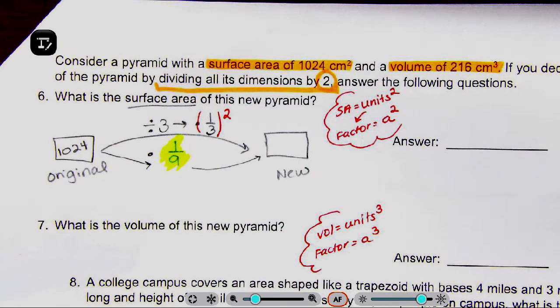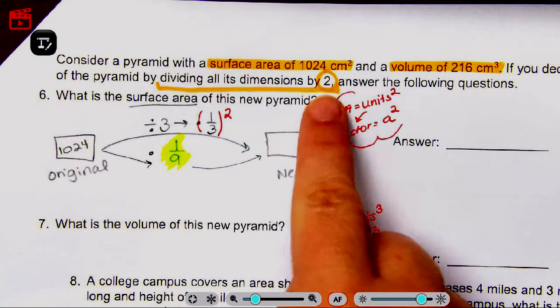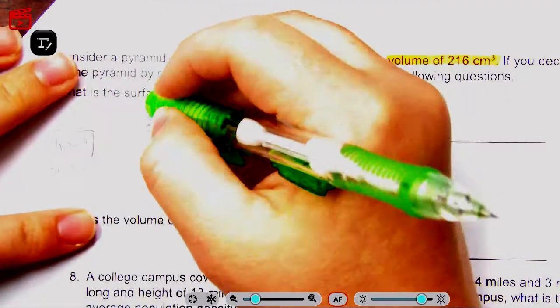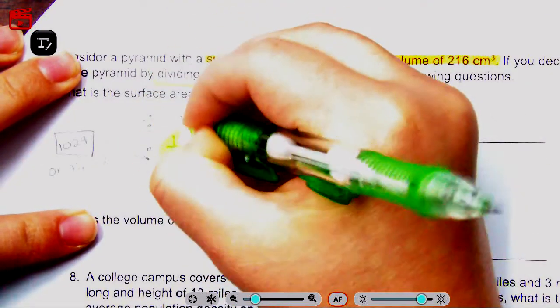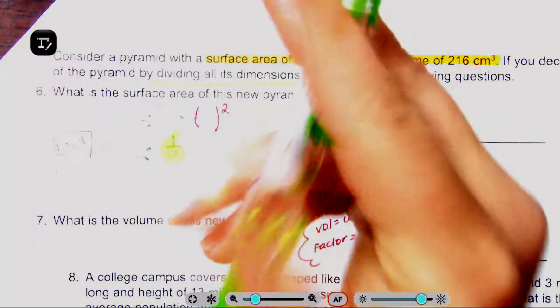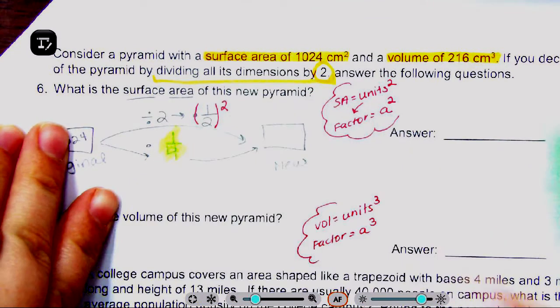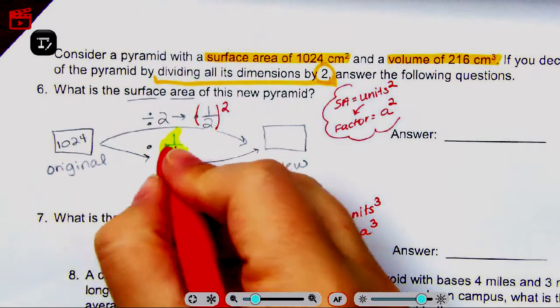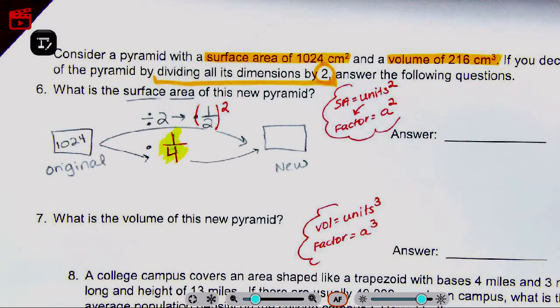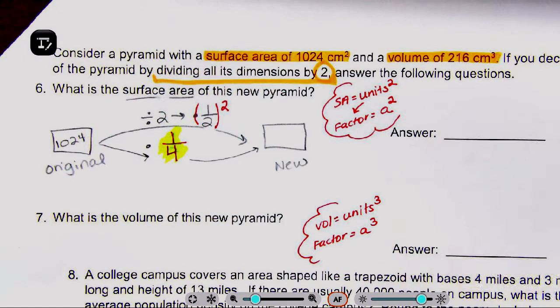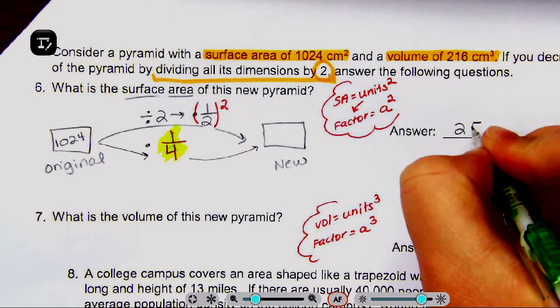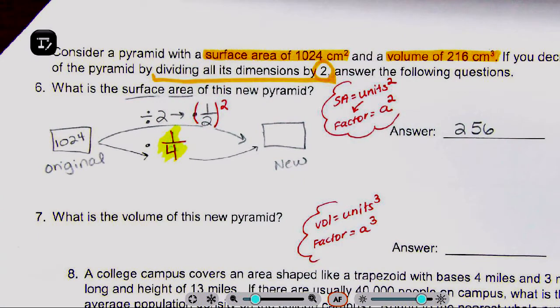Oh, you guys, I misread this question. You guys catch that? Yeah, I even circled it. It says 2, not 3. I don't know where I got 3 from. Let's try this again. It still works the same way, but in this case, we will have 1/4. That's a 4. I hope you guys caught that mistake before I did. I hope you were yelling at me on the screen. So it's 1024 divided by 4, and that gives me 256. Let me go ahead and highlight that with a different color so you guys see.